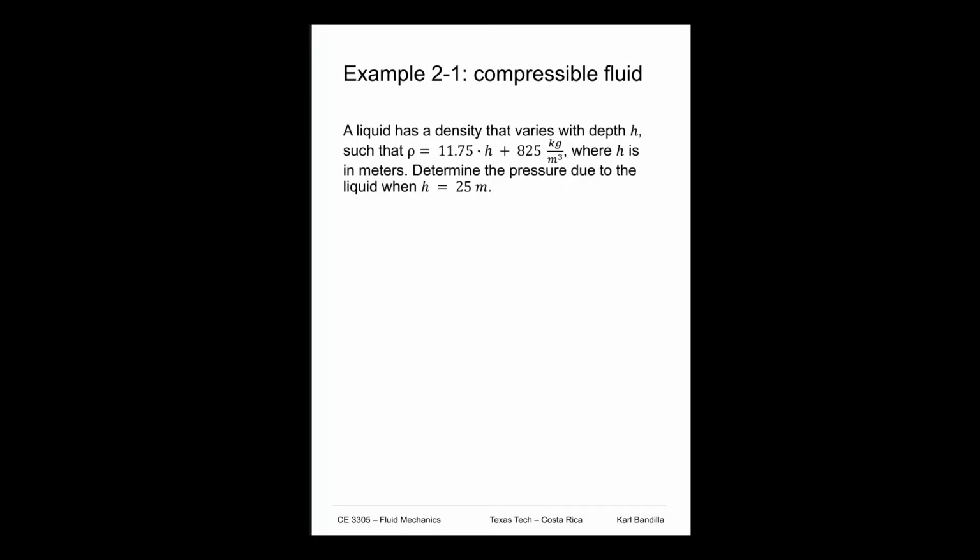Based on that, we know it's compressible, so dP/dz is equal to gamma. In our derivation, we had negative gamma, but that was because we had a coordinate system that was positive upward. Now we have a coordinate system that's positive downward, so we don't need that negative sign. So gamma now is, of course, just rho times g, and we're given what our rho looks like, so we can say it's g times 11.75 times h plus 825.